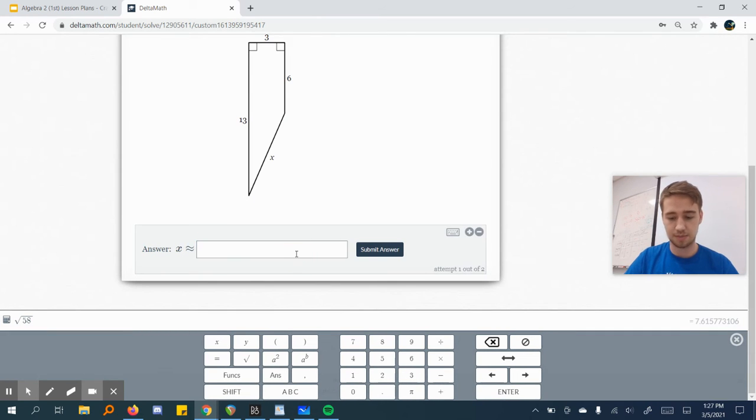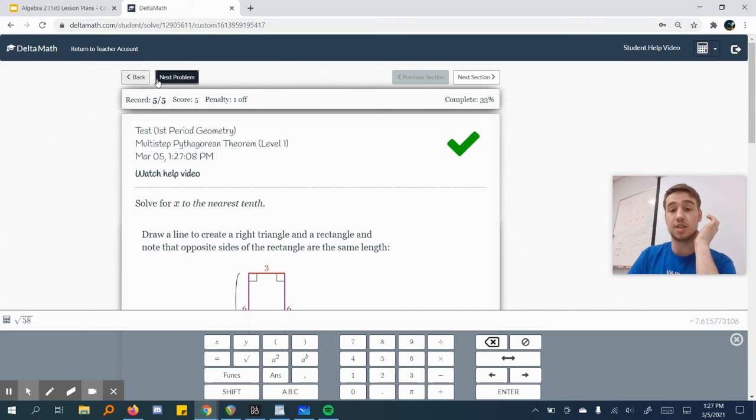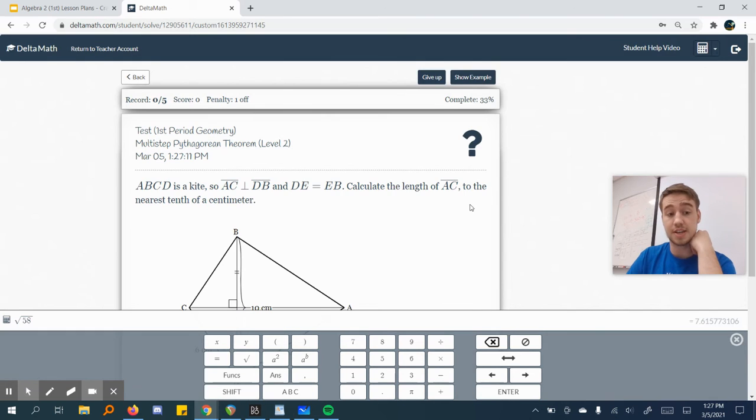Okay, I would like to input an answer. Oh, I see. Numlock was off. But yeah, that's all you need to do for the first section. Hop into the next one.